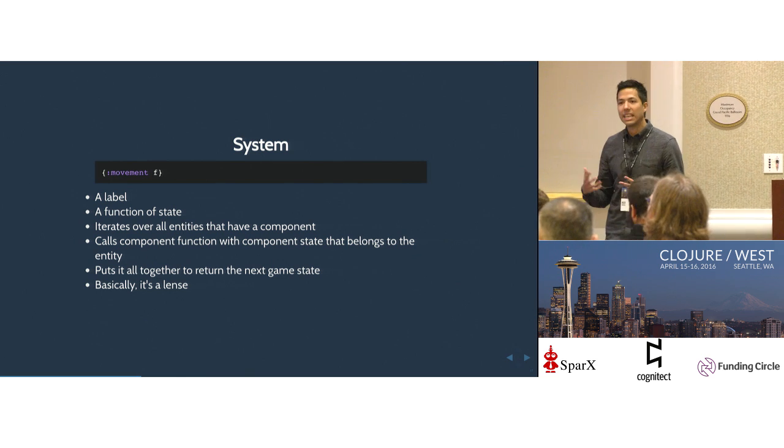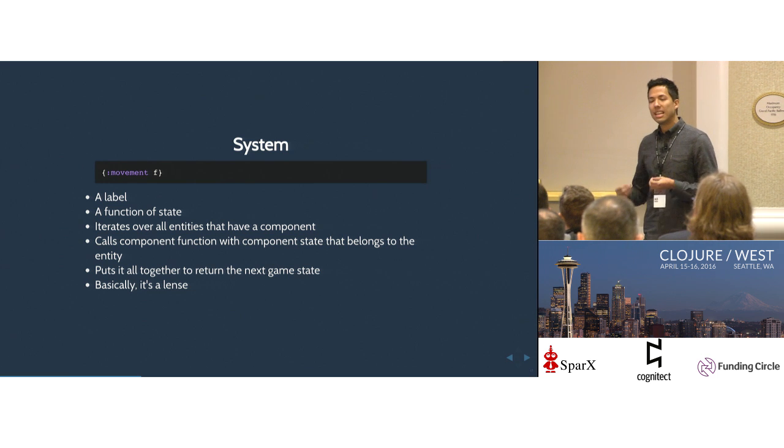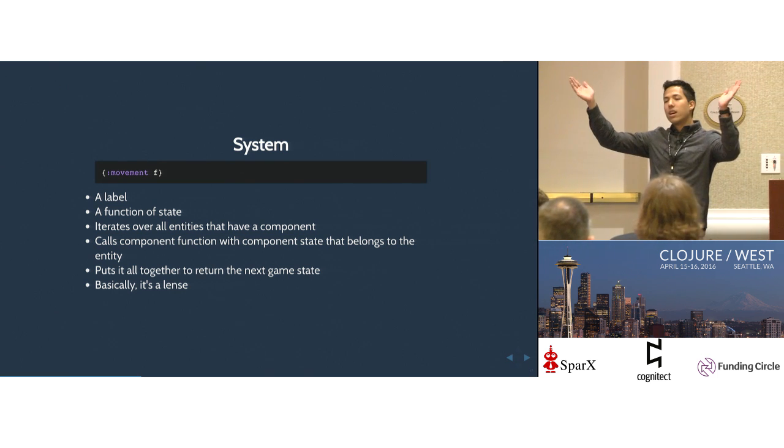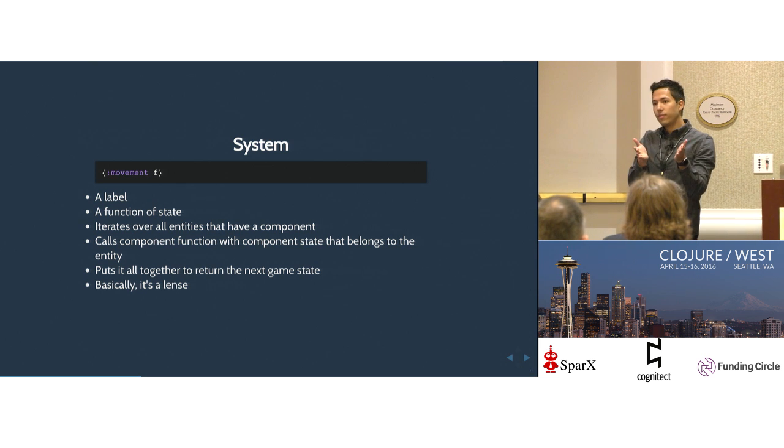So you can think of it as a lens. A system function is a lens to the component function. What we want to do is take wider inputs, pull out just what we need, and then recombine everything at the bottom.